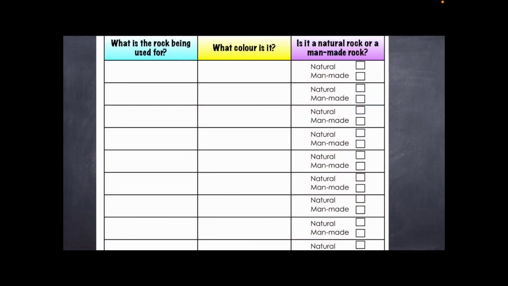For your assignment today, I would like you to complete at least 3 rows of this table. The columns are: what is the rock being used for, what colour is it, and is it a natural or man-made rock? So for example, in the first row of the table, you could perhaps write bathroom tile. What is the rock being used for? Tiles in the bathroom. What colour is it? I don't know, maybe white. And is it a natural rock or a man-made rock? In the case of a tile, it would be a man-made rock. If you struggle to find things around the house made of rock, feel free to revisit the video and use some of the examples from there.